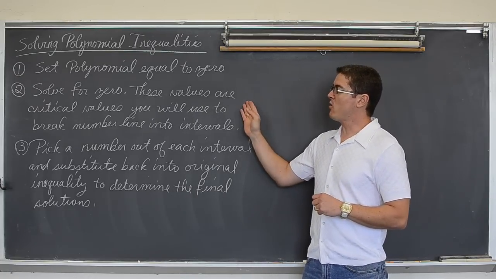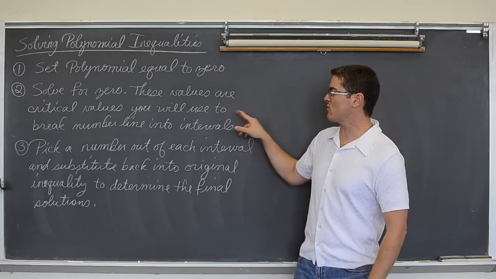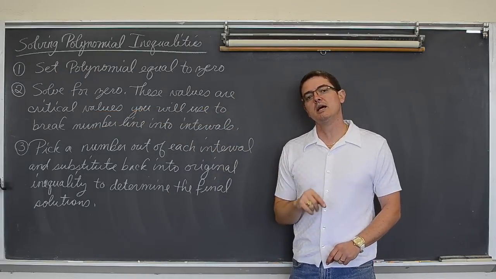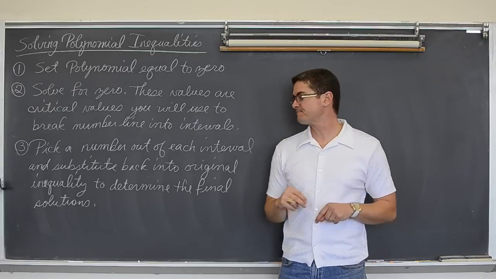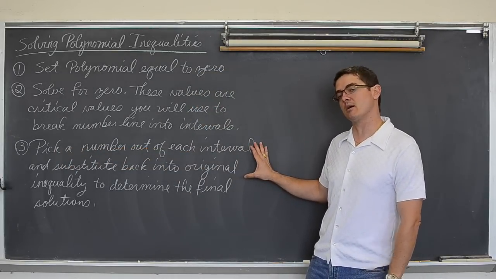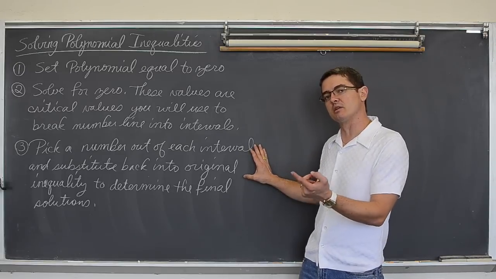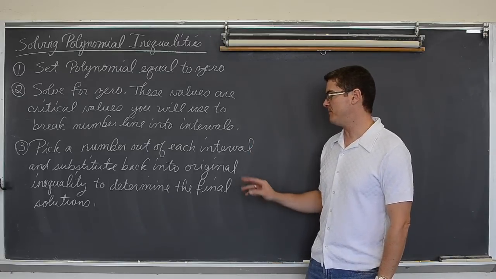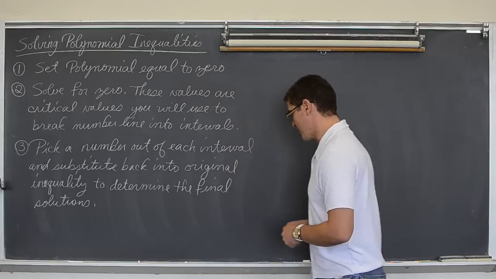But with inequalities, these values that you get, you kind of want to call them solutions, but they're critical values that you're going to use to mark up the number line into intervals. So if you have two solutions, there's going to be three intervals in the number line. And then you're going to pick a number. This is where the extra inequality work comes in. You're going to pick a number out of each interval and substitute it back into the original inequality, or maybe one that you fiddled with just a tiny bit, to determine the final answer to your inequality. So let's see what that looks like.